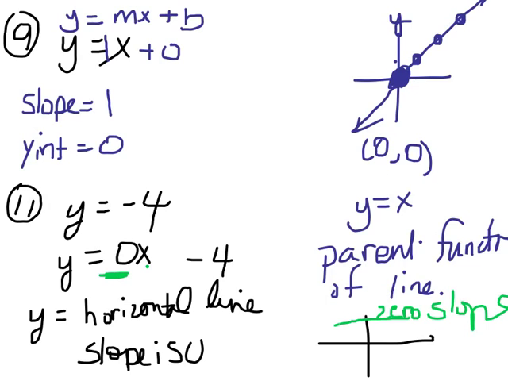What about the horizontal lines? X equals something. That had an undefined slope, didn't it?